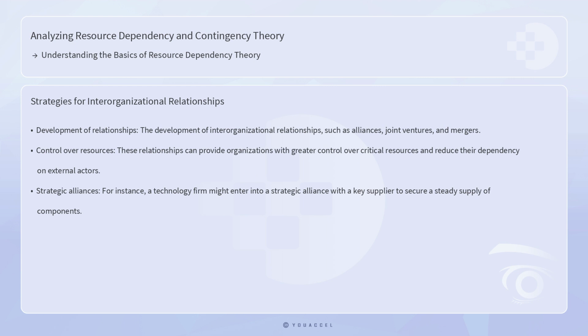Another strategy is the development of interorganizational relationships, such as alliances, joint ventures, and mergers. These relationships can provide organizations with greater control over critical resources and reduce their dependency on external actors. For instance, a technology firm might enter into a strategic alliance with a key supplier to secure a steady supply of components, ensuring that its production processes are not disrupted.